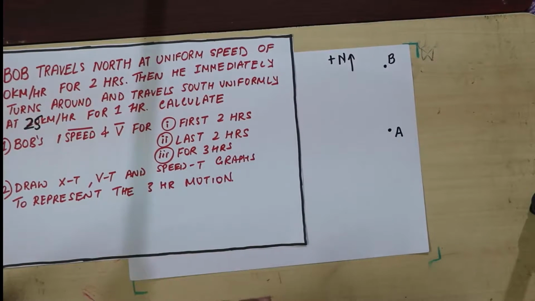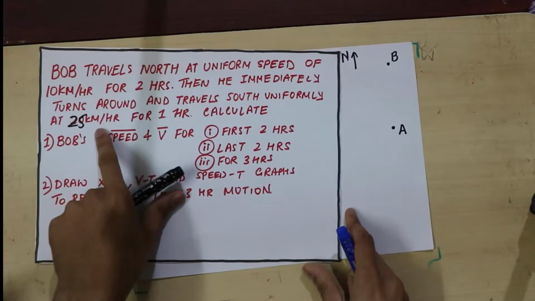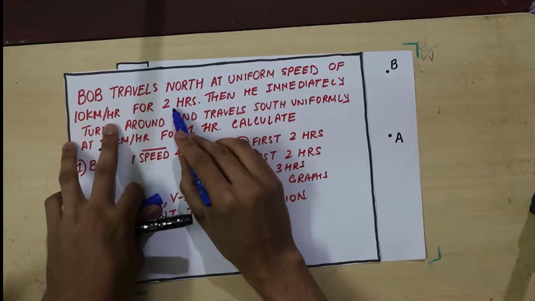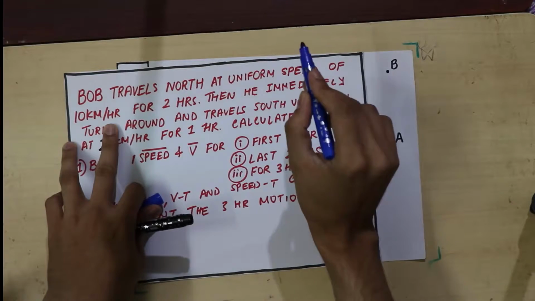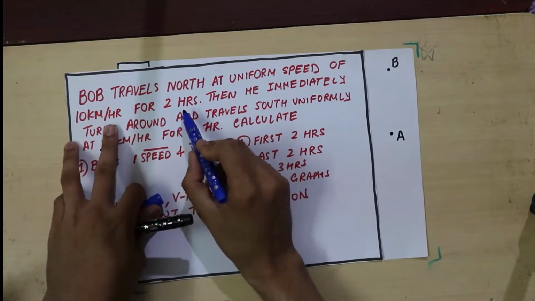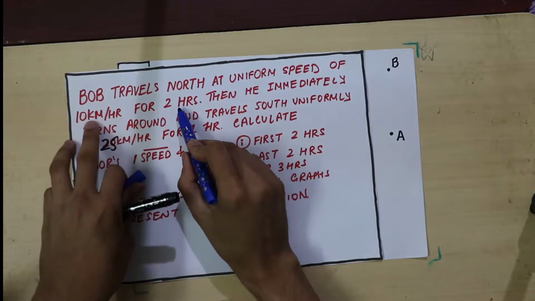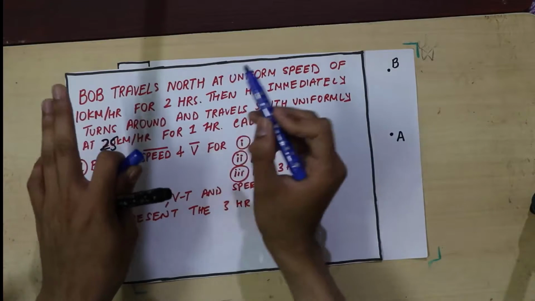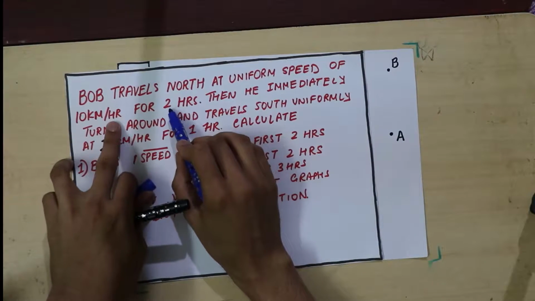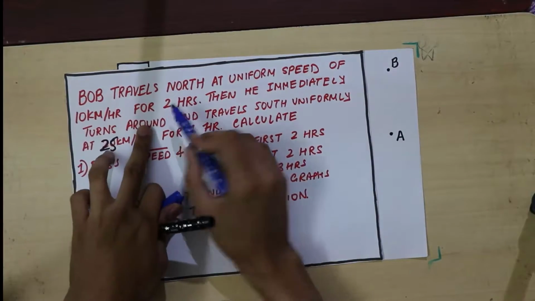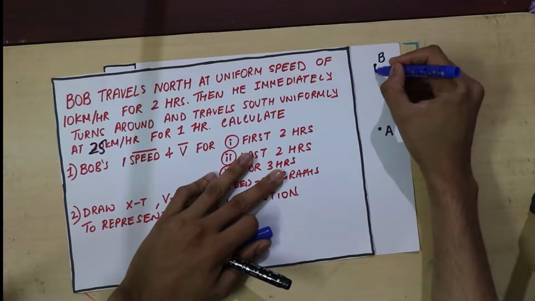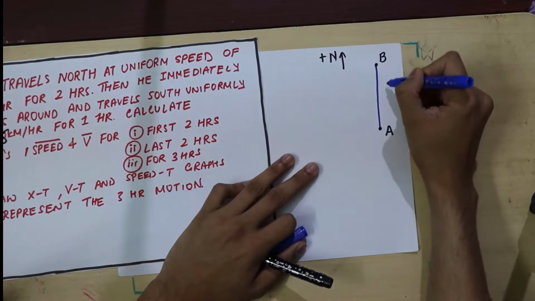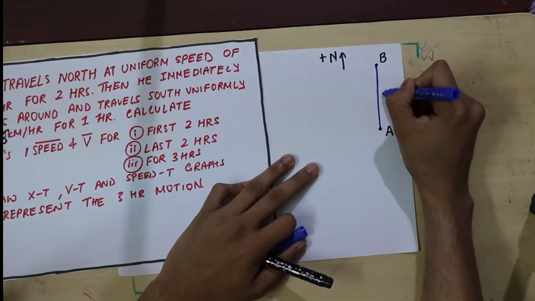How much distance do you think he traveled? We can do this mentally. He travels at 10 kilometers per hour for 2 hours. Speed is distance by time, so distance is speed into time. When I'm doing this mentally, I need distance, so I need kilometers. Kilometers per hour multiplied by hours, the hours cancel, and you get kilometers. So 10 kilometers per hour into 2 hours, you get 20. Therefore, he ends up traveling from here to here. This distance is going to be 20.